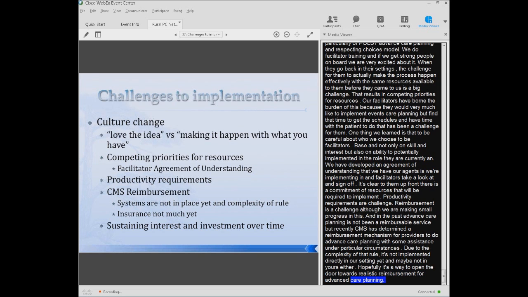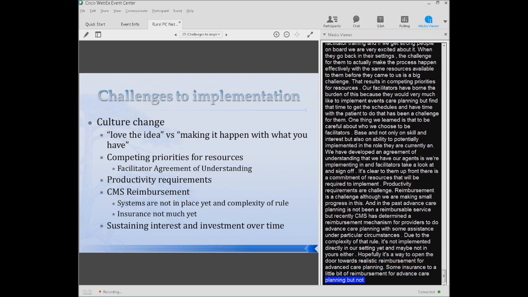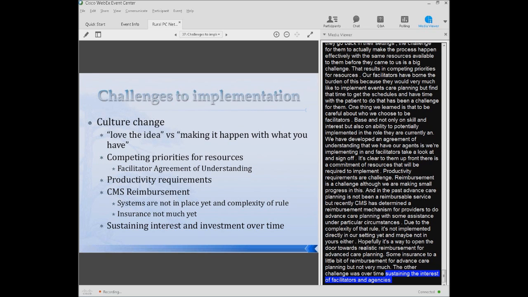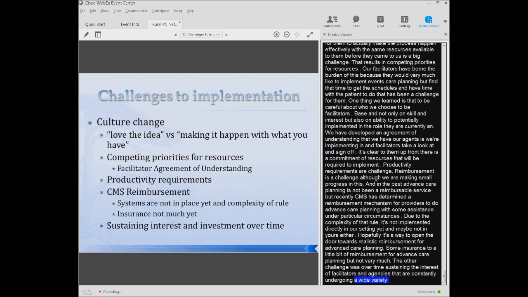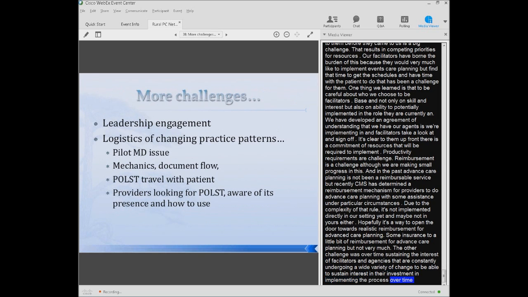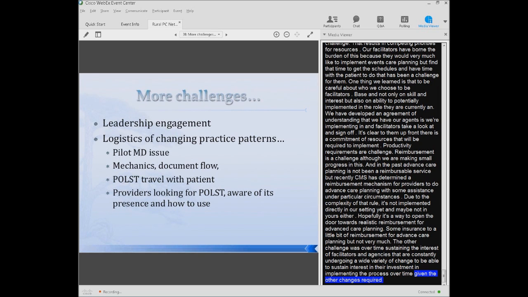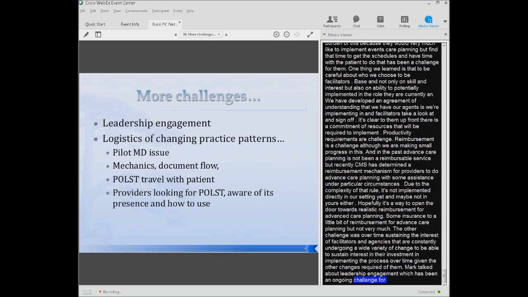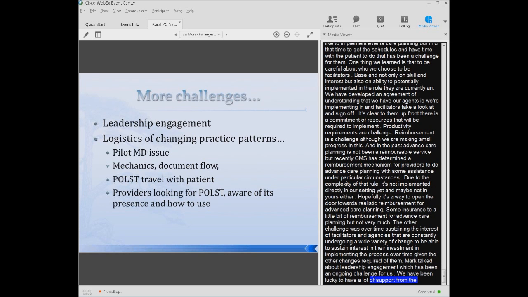The other challenge was, over time, sustaining the interest of facilitators and agencies that are constantly undergoing a wide variety of change, to be able to sustain their interest and their investment in implementing the process over time, given the other changes that are required of them in other ways. Mark talked about leadership engagement. That's been an ongoing challenge for us, and we've been lucky to have a lot of support from the Stanford organization, but leadership changes too, leadership priorities change, enterprise-wide priorities compete, etc.